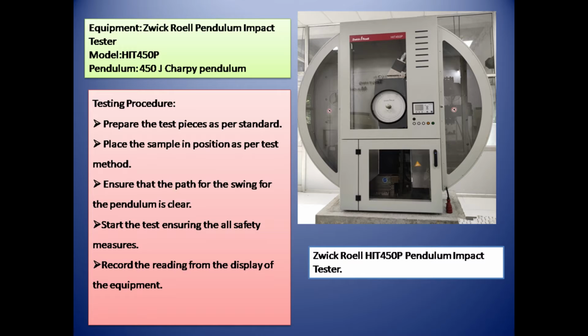Now, the test procedure. For testing, first you have to prepare the test piece as per the standard, like ASTM A370 and ASTM E23. Then you place the sample in the position as per the test method. For the Charpy method, you have to place the sample horizontally against the pendulum, and for the Izod method, you have to place the sample vertically against the pendulum.